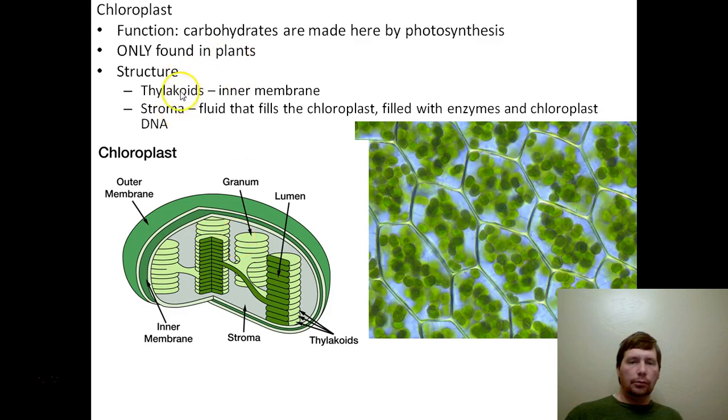So for now, the main thing you need to know is the chloroplast is where photosynthesis happens. You only find them in plants. And there are two regions of the chloroplast, the thylakoid and the stroma. That will be important when we talk about photosynthesis later.